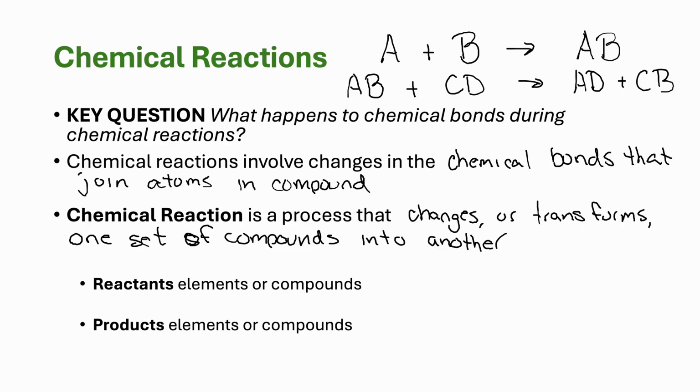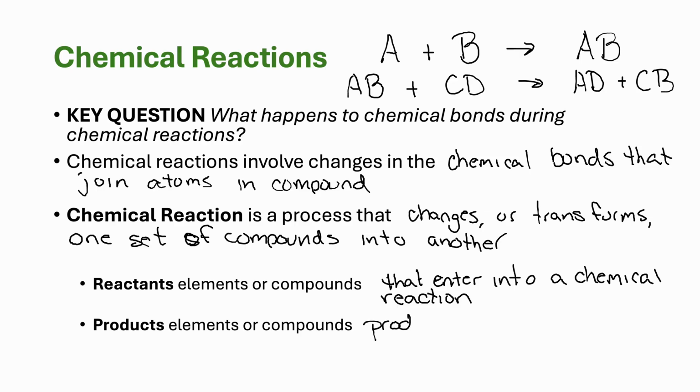So when we have a chemical reaction, we have two things. We have reactants and products. So the reactants are elements or compounds that enter into the chemical reaction. So things that enter, things that we start with, are reactants. Okay. Products, just like a product in a multiplication problem, products are elements or compounds produced by the chemical reaction.